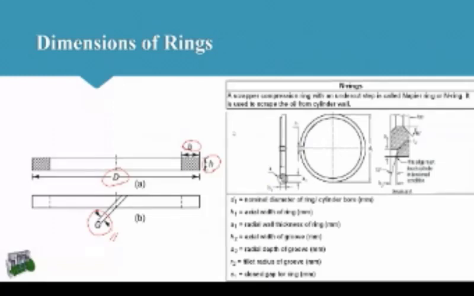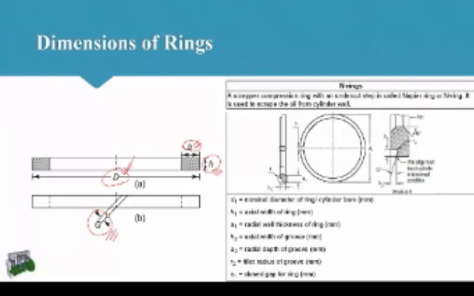So first of all, when we start designing, what will we do? We will be following this nomenclature. Okay, we will be using this notation. D, the diameter of the piston. B is the radial thickness. H is the axial thickness, and G is the gap.